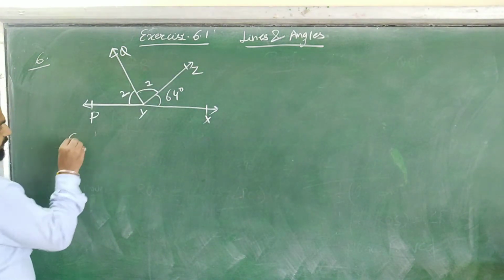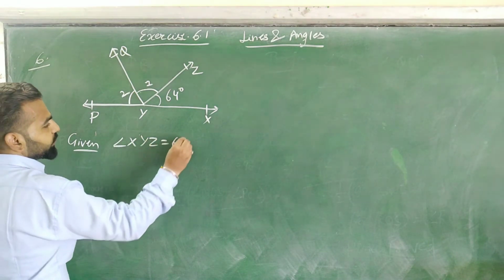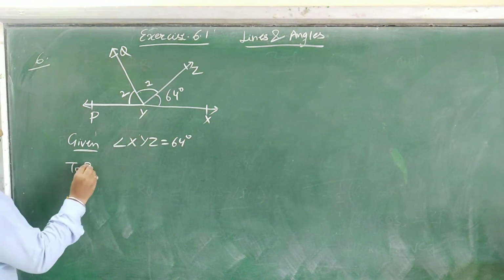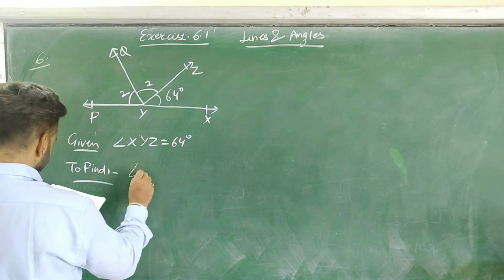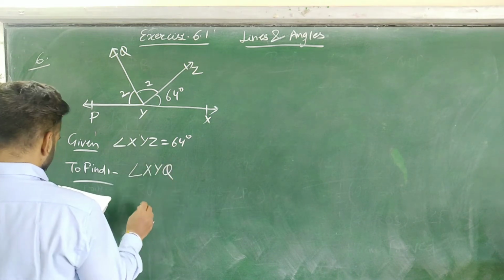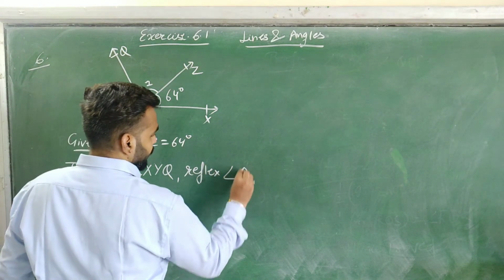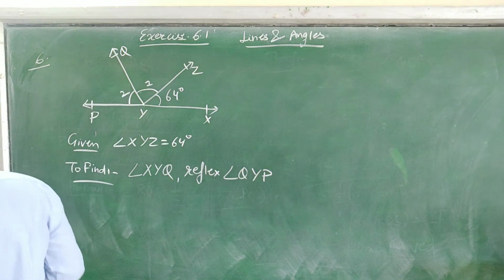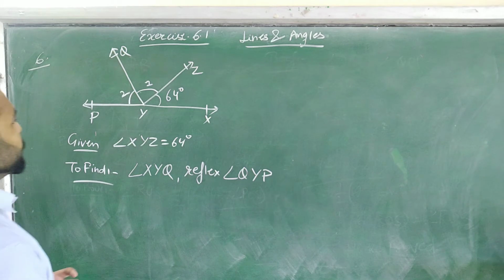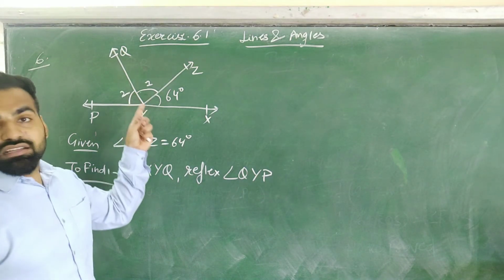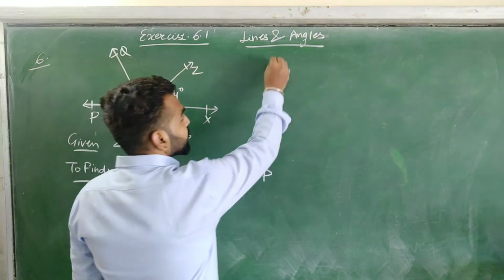First of all, let us write the given part. Angle XYZ is equal to 64 degree. To find angle XYQ and reflex of angle QYP. So this is the question. First of all, we will find angle XYQ. For that, first of all, we have to find these angles 1 and 2. Now we can see that this PYX is a straight line.